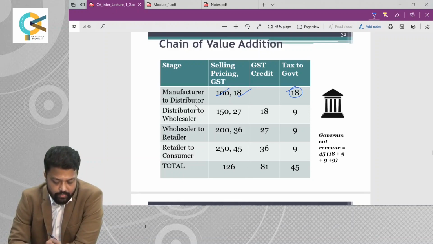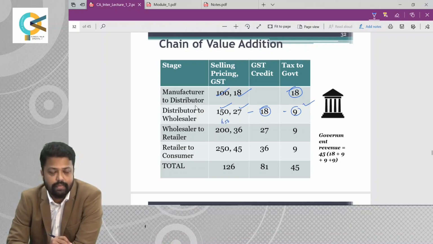At B level, 150 is the selling price, 27 is recovered, but GST credit is available 18, so 27 minus 18, 9 is going to the government. Then wholesaler to retailer, again 50 rupees is charged as a margin.